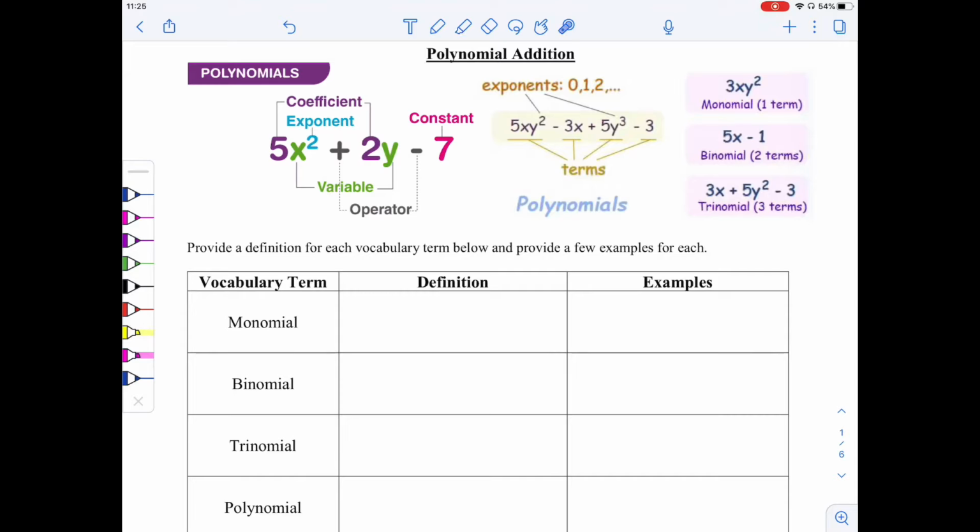So we have polynomials here. We can tell we have our coefficients, right? Numbers in front of our variables, and our exponent. A number at the end by itself is always the constant. We have terms. Each term is separated by either a subtraction or addition. So this one we have 1, 2, 3, 4 terms.